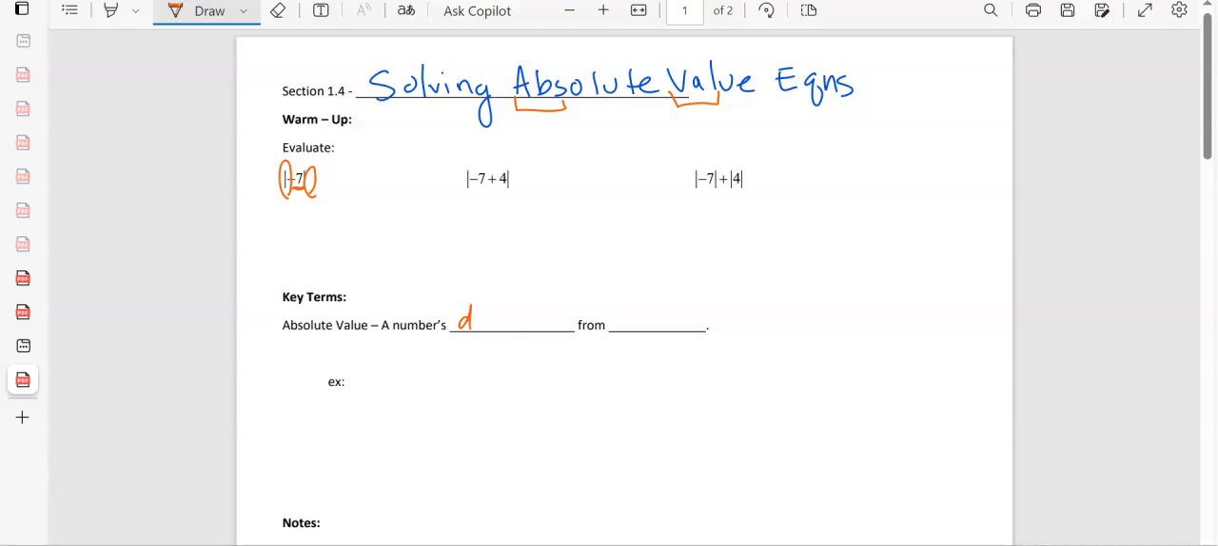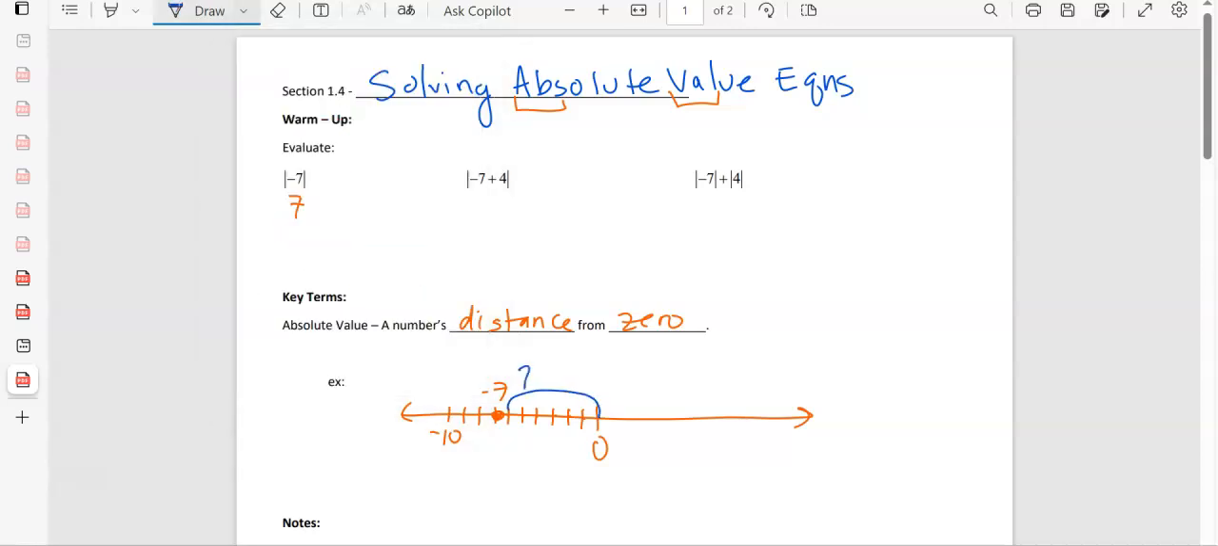It's a number's distance from 0. And so when I ask you what the absolute value of -7 is, hopefully you would say 7, because -7 is 7 spaces from 0. So if this is 0 in the number line, this is -10. Here's -7. And it is 7 spaces. Now it's to the left of 0, but it's still 7 spaces away from 0.